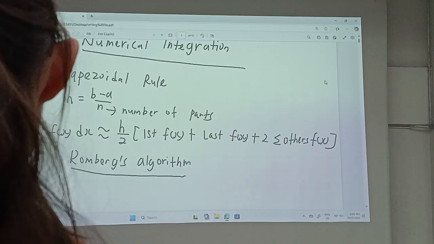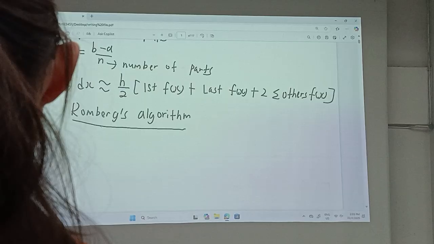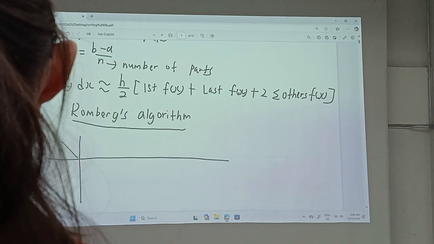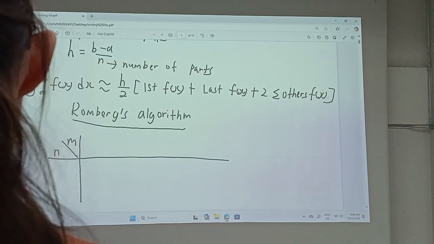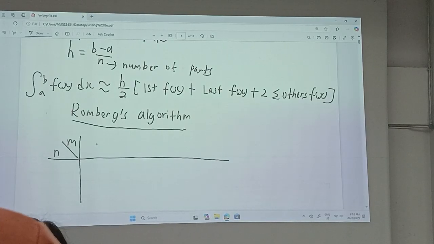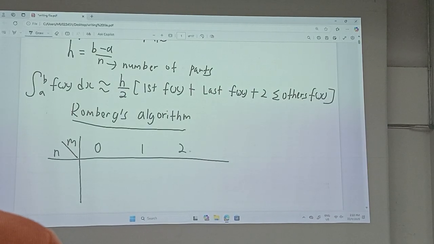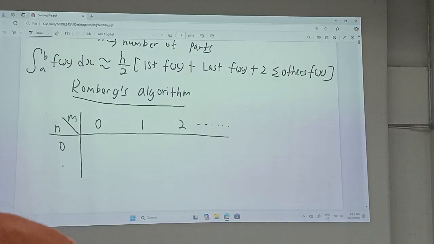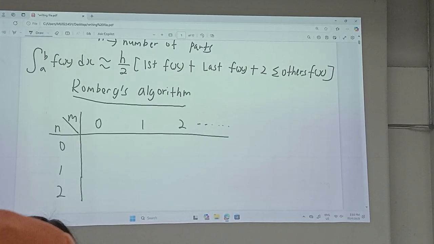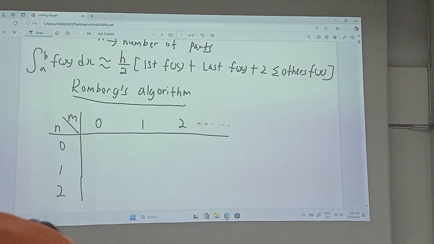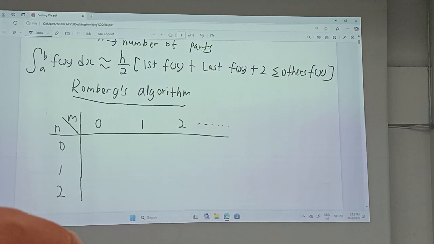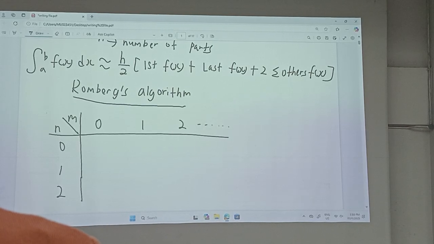Okay. So for Romberg's algorithm, we need to create a table. So here is n, here is n. It's like your timetable. Okay. So start from 0, 1, 2, and so on. Okay, so this Romberg algorithm is very popular. Normally it will come out in your test and final exam. Okay, so let's go through one by one.